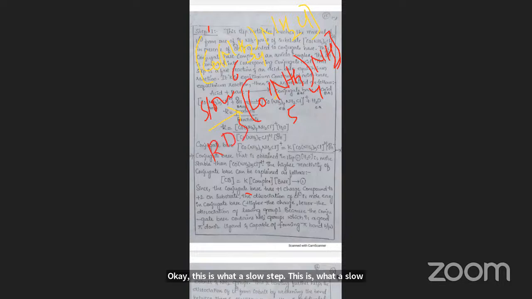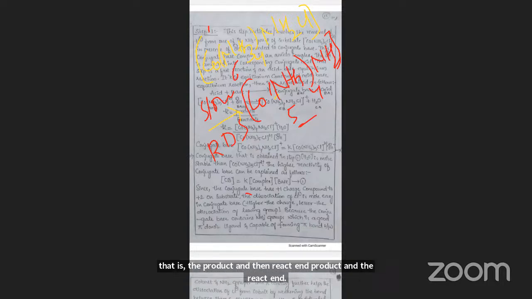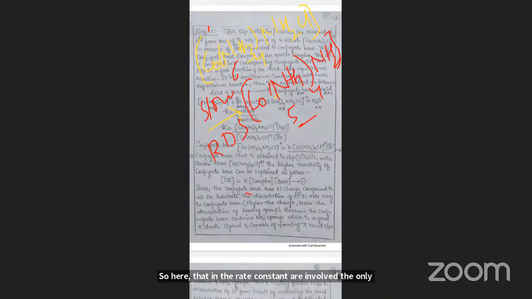This step involves the rate constant. K is equal to the concentration of the conjugate base, the reactant, and the product. So the rate involves only one complex, the complex acting as the conjugate base complex. That is involved in the rate determining step.